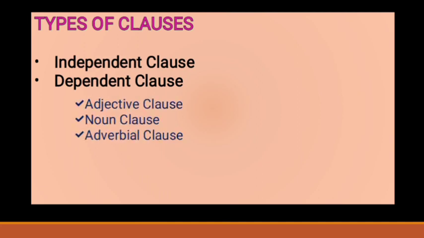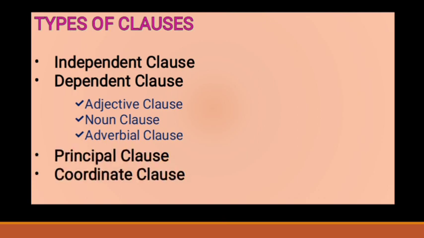So we have 5 types of clauses. The first of these are the independent clause and dependent clause. And under dependent clause, we have adjective clause, noun clause, and adverbial clause. We also have principal clause, coordinate clause, and non-finite clause. So let us discuss these individually.